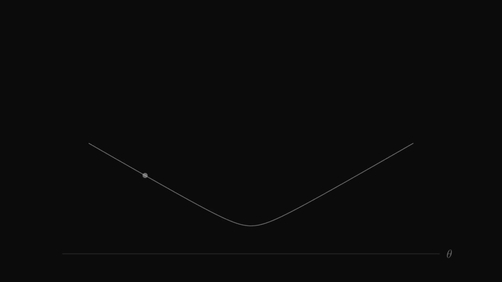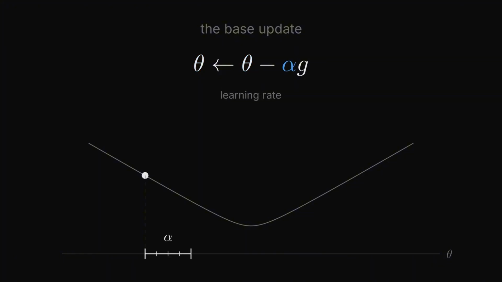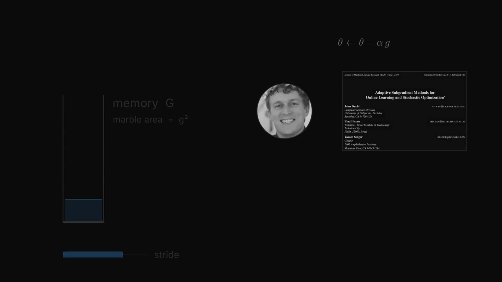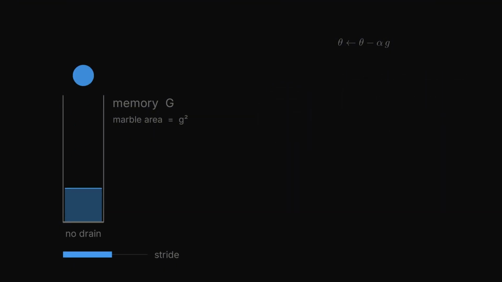Let's bring back the base update everyone already knows from the last 3 videos. Theta is updated to theta minus alpha times g. Here, theta is the parameter, alpha is the learning rate, and g is the gradient. Now graft the adaptive idea onto one parameter. Shrink the stride by how much gradient this direction has piled up over time. AdaGrad does exactly that by accumulating squared gradients into a memory G that only ever grows.